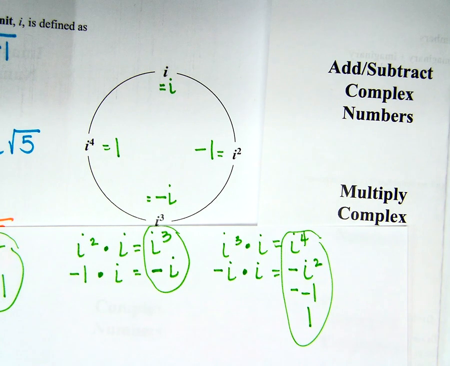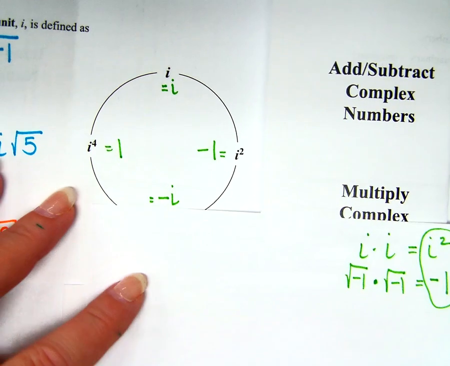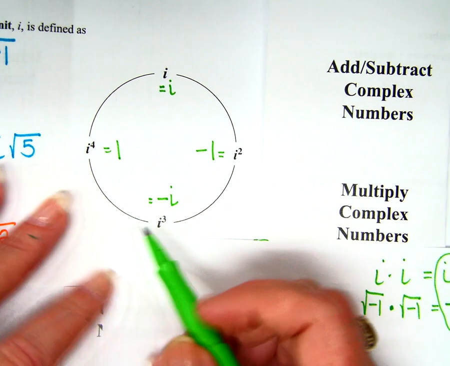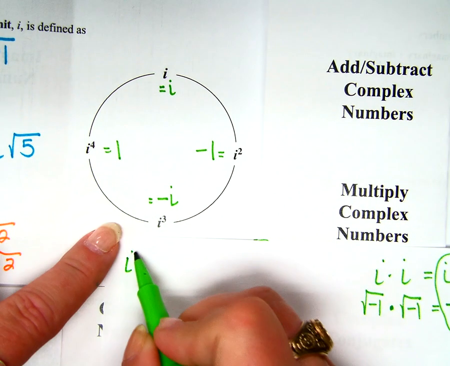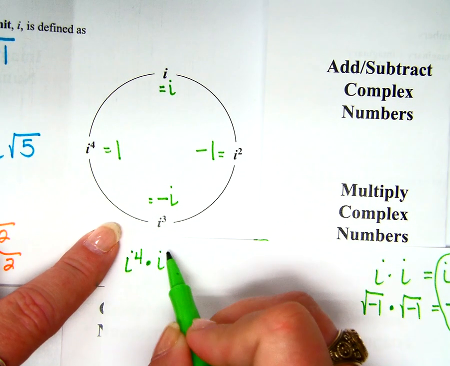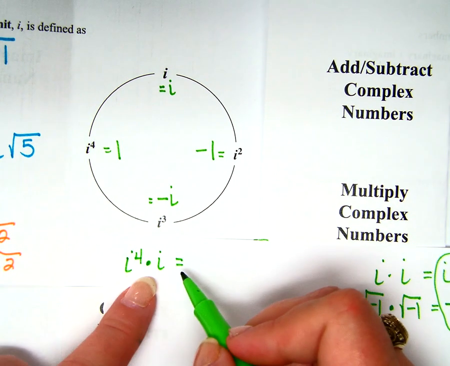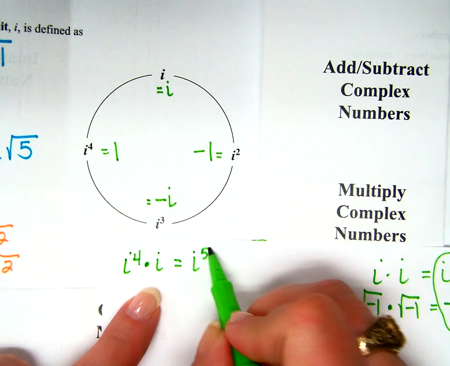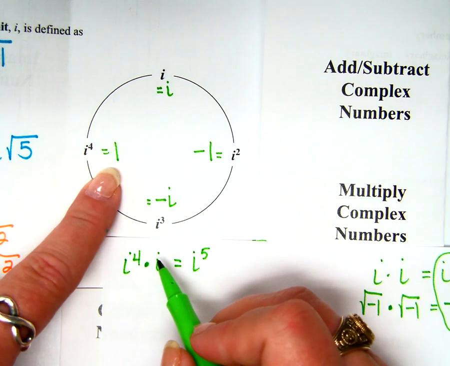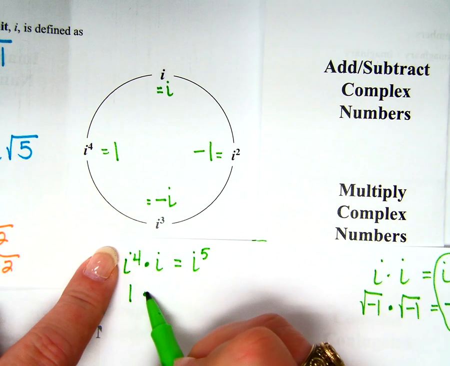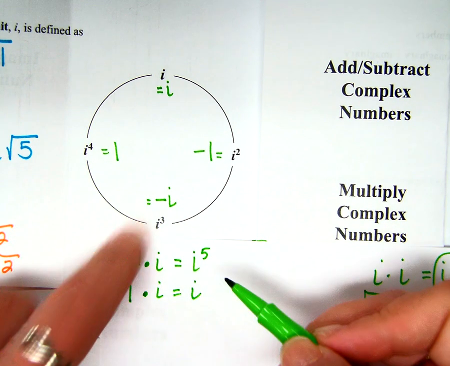Now, do you want to see why it's in a circle? Are you curious about that? How do I get from i to the 4th to i to the 5th? I multiply i to the 4th times i, right? That's i to the 5th. What did we decide i to the 4th equaled? 1. And what's 1 times i? i.